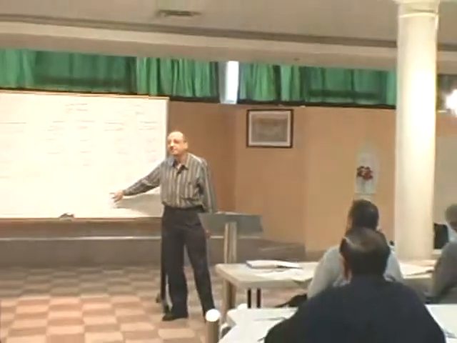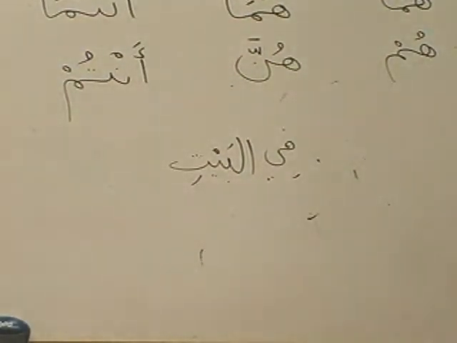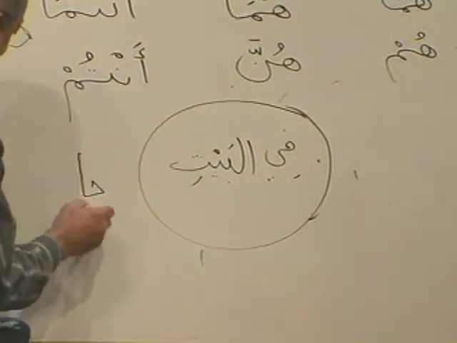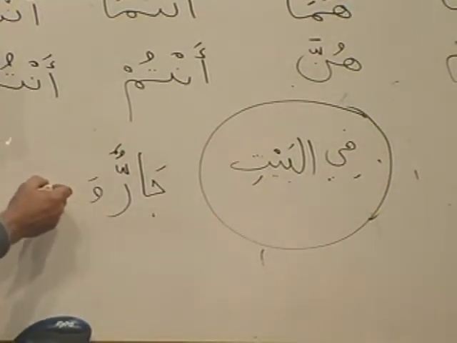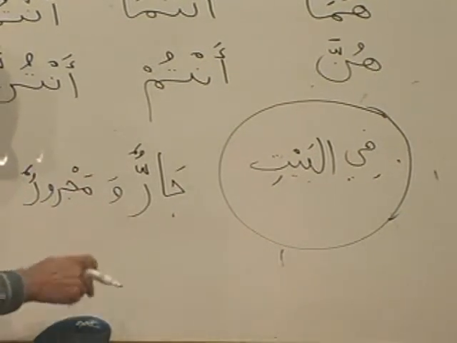If I shout at you, you will shout back at me. Harf jar, ism majroor. You will shout back at me. Harf jar, ism majroor. Okay? So here we have fi as a harf jar followed by ism majroor. Are you with me? This is ism majroor. Together we have a short name. Together we call it jarun wa majrurun. Are you with me, brothers and sisters?